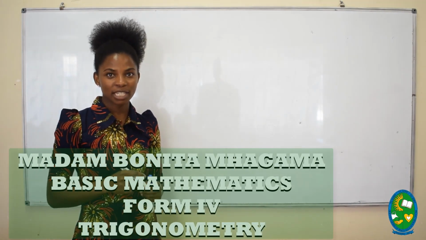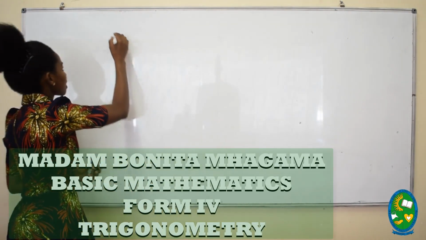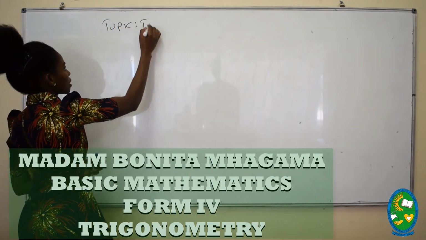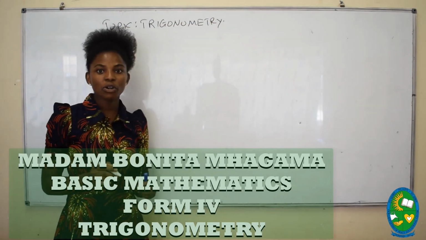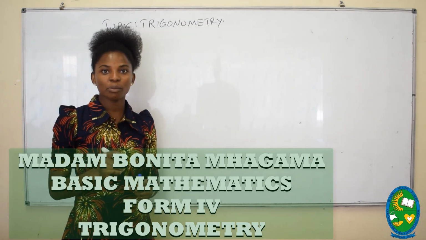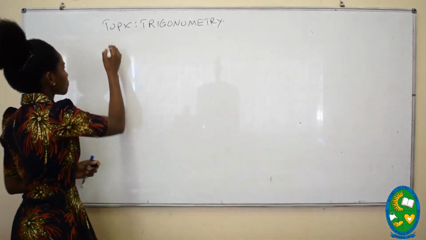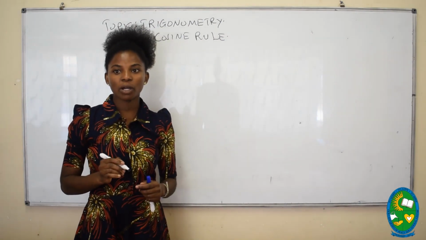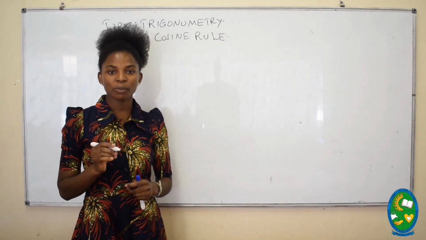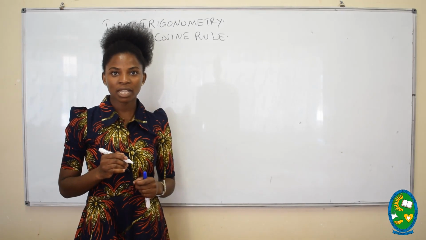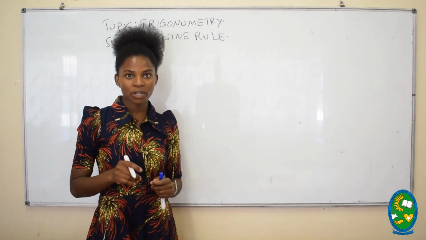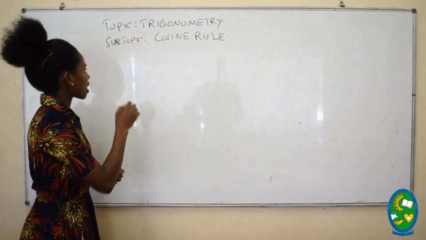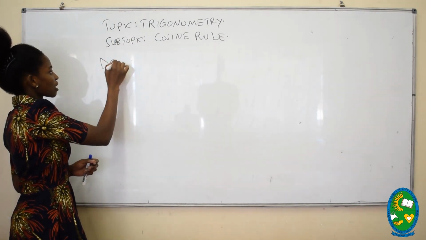Our topic of today is about trigonometry. In trigonometry, we are going to look at a subtopic known as the cosine rule. In the cosine rule, we are going to look at how to derive a formula for finding several angles and unknown sides of a given triangle. So now, a derivation, we say derive.